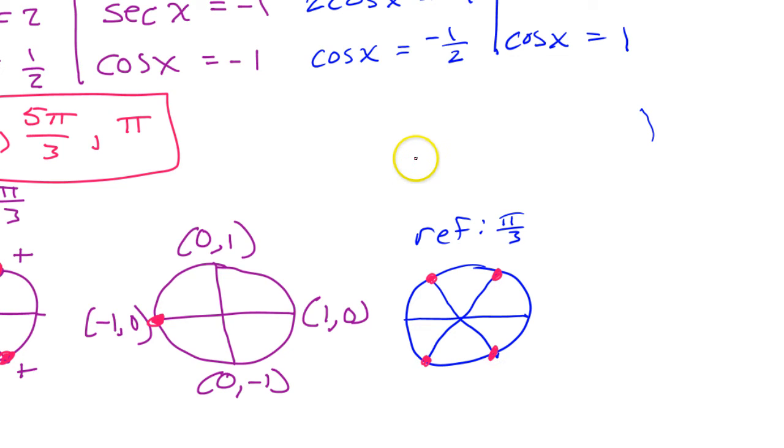In this case, we want a negative cosine. So we're going to want these two angles over here, because cosine is positive on the right and negative on the left. We want the negative ones. So the answers will be here and here. So that's going to be 2 pi over 3 and 4 pi over 3.